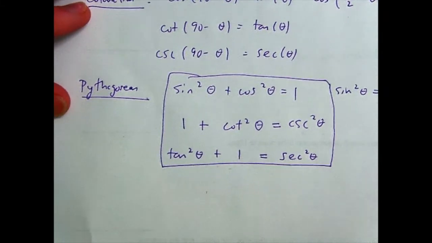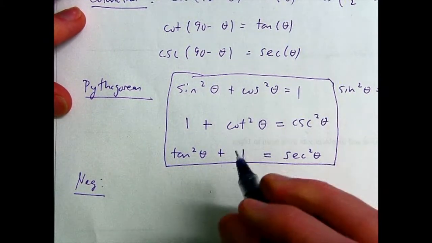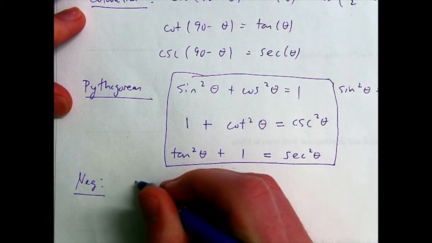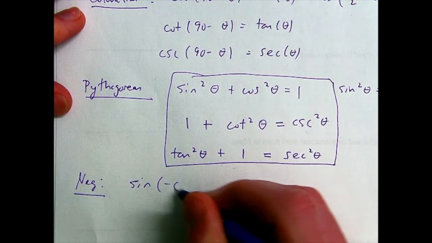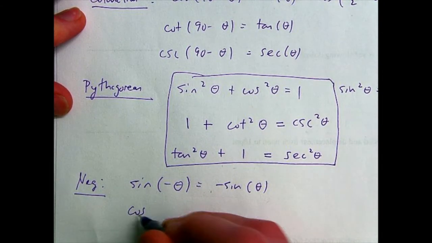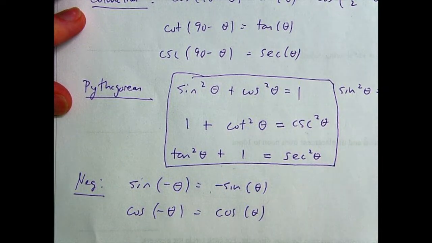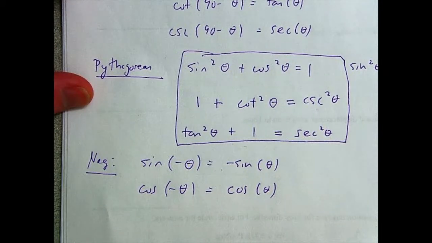Then there are also some negative identities. These are a little bit less important, and we've seen them before. Things like, for example, sine of negative theta is equal to negative sine theta. Cosine of negative theta is actually equal to cosine theta. These two terms are the same. And there are similar things for all of them.